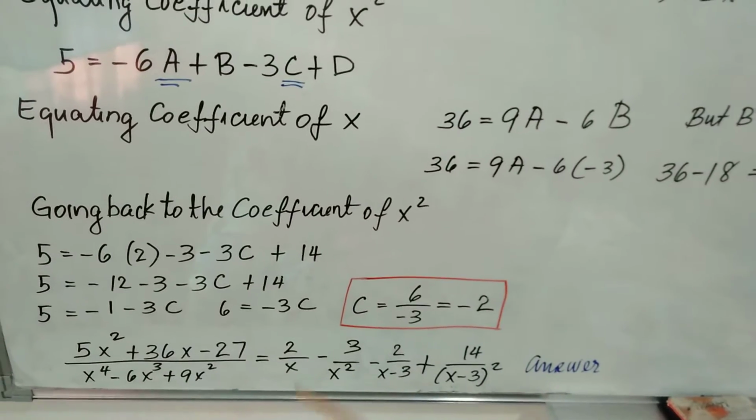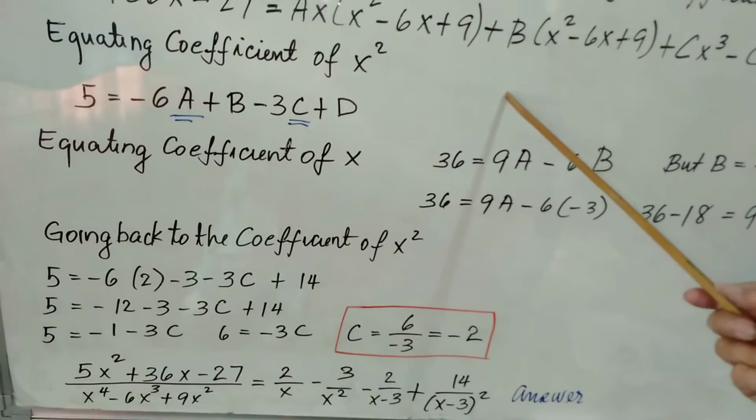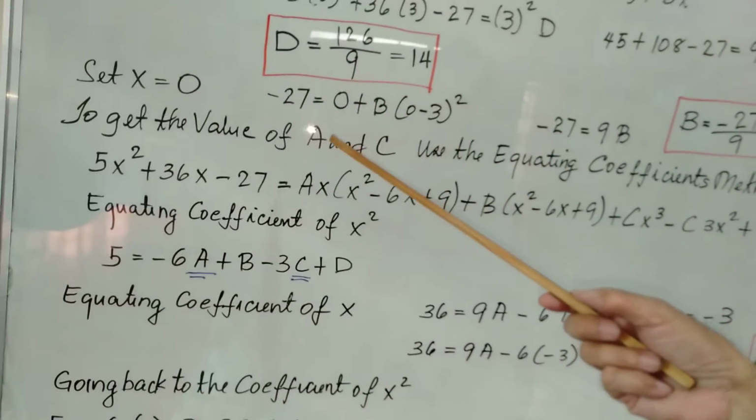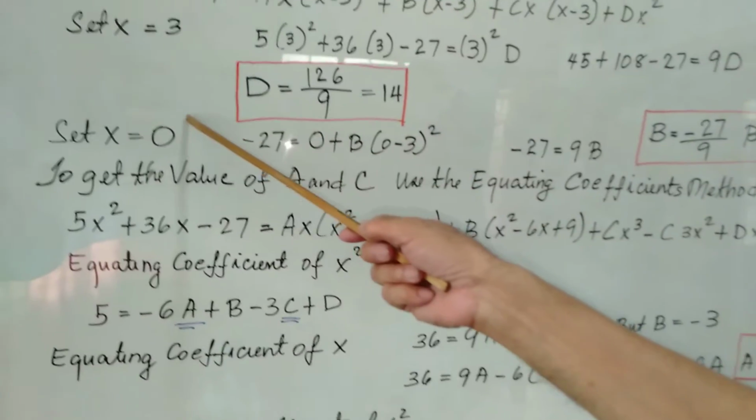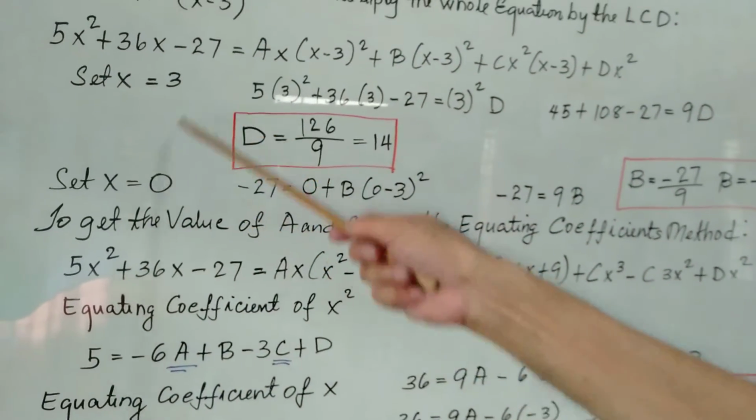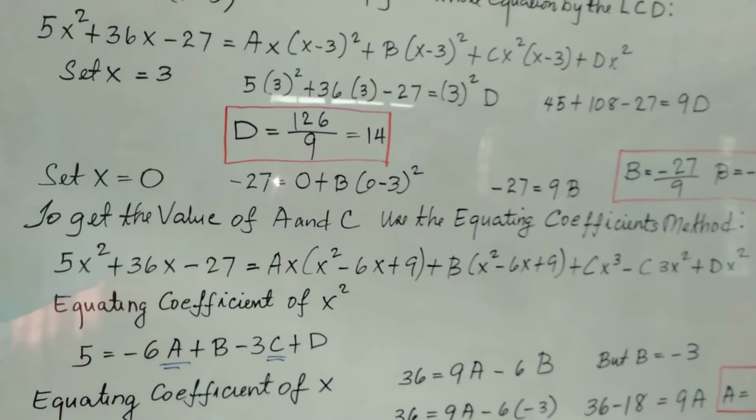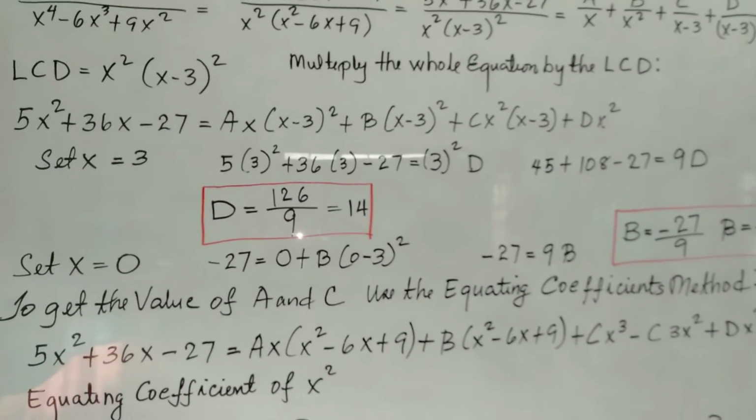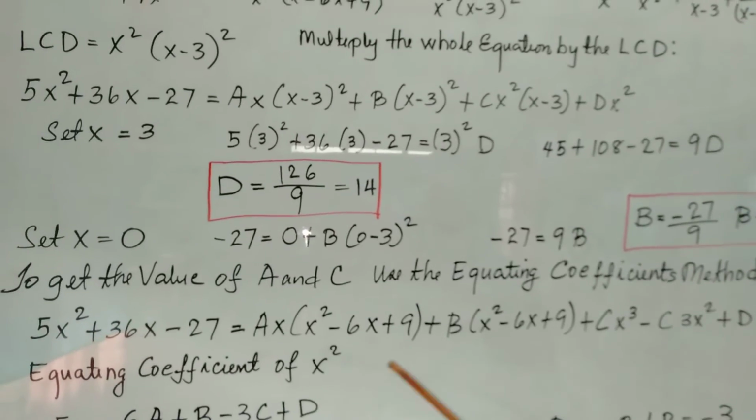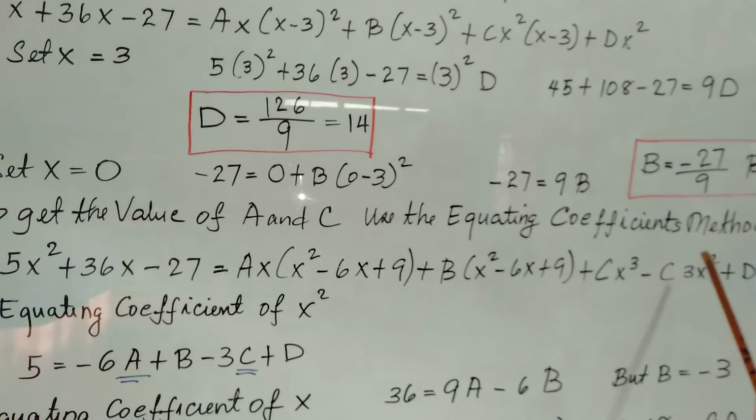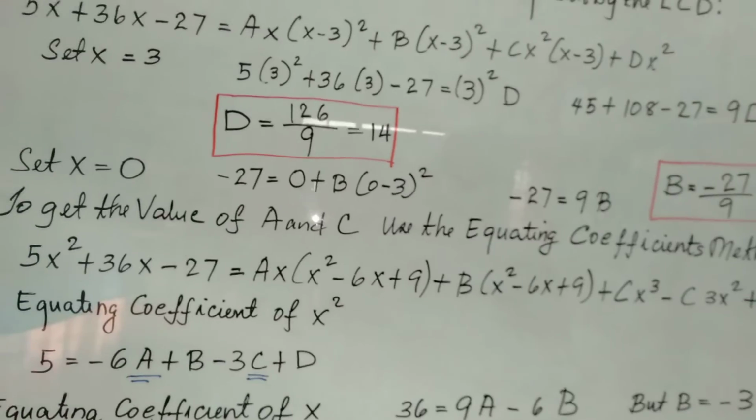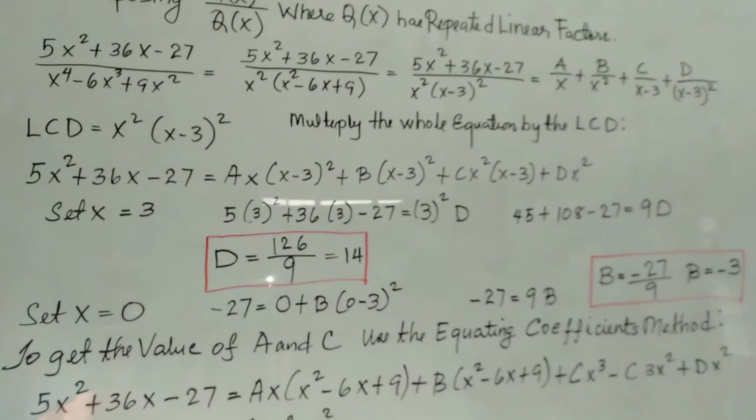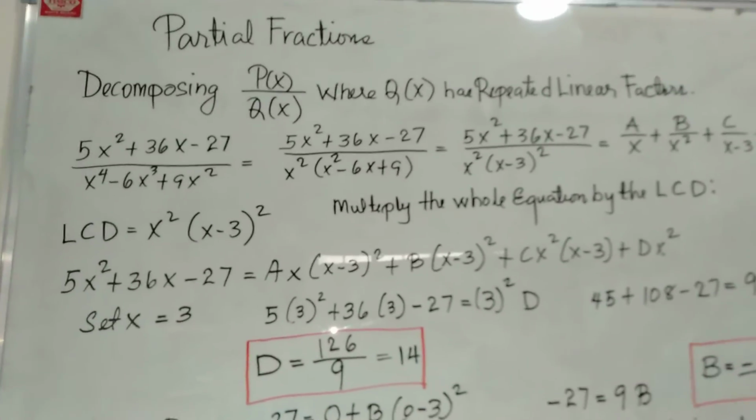So we make use of the combination of simplifying by setting x to certain values, so that we can cancel some unknowns, and then combine it with the equating coefficients method. So that's it. We can solve most of the problems in partial fractions by using these two methods simultaneously.